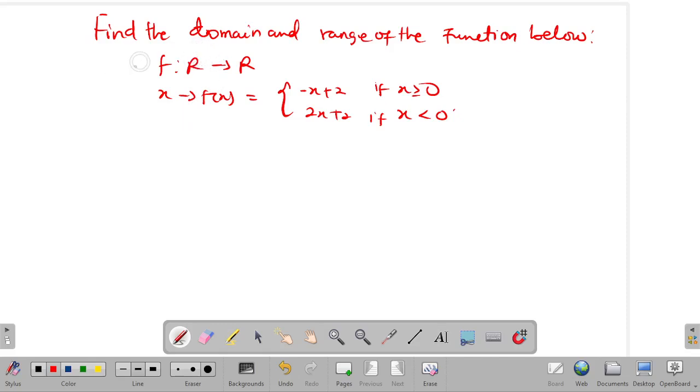In this tutorial, we have a problem here which says find the domain and range of the function below.